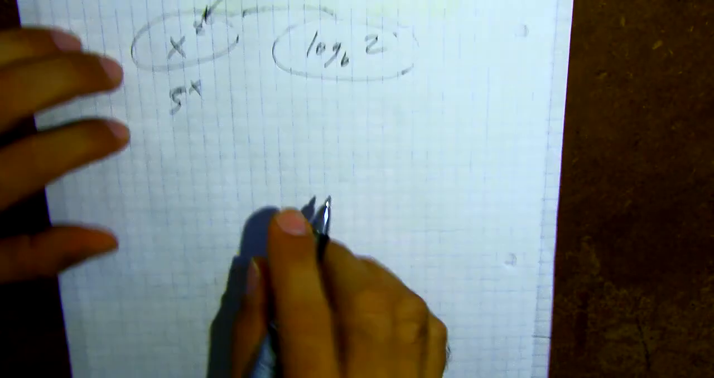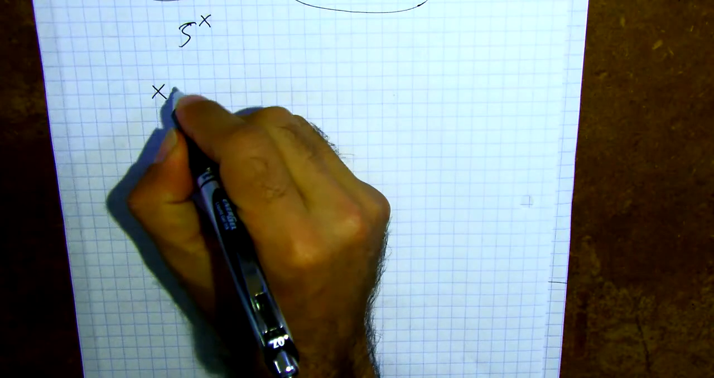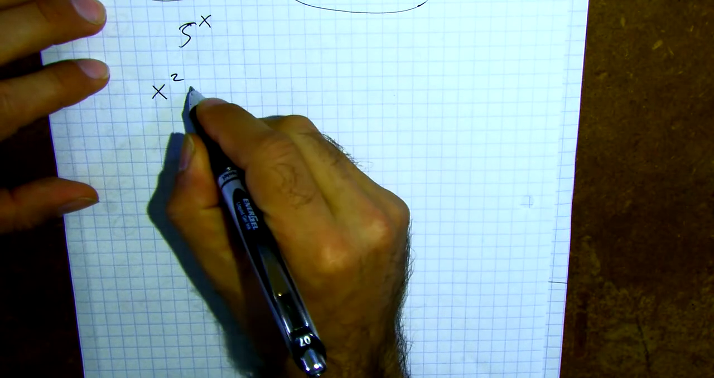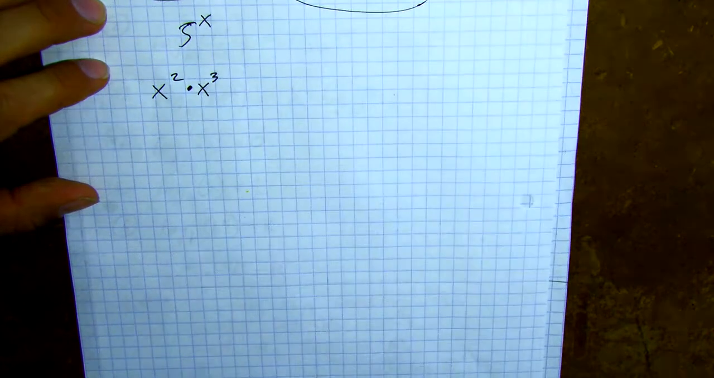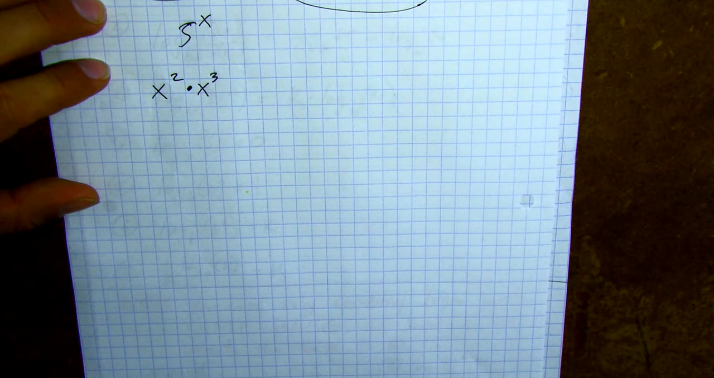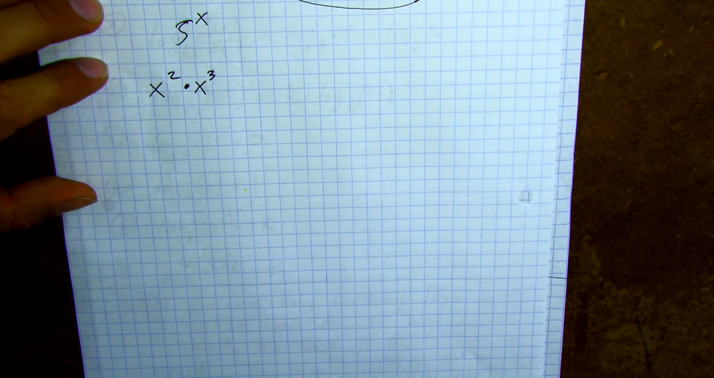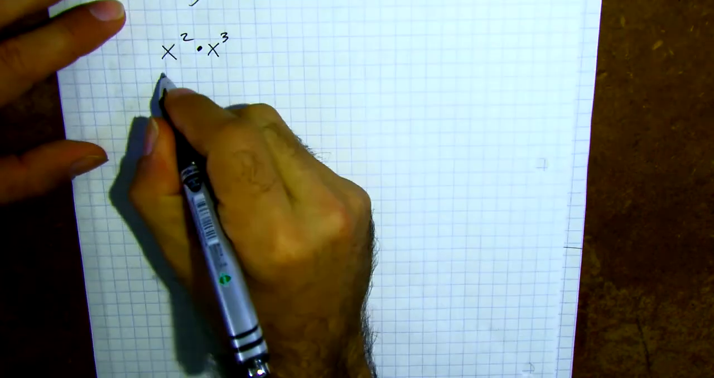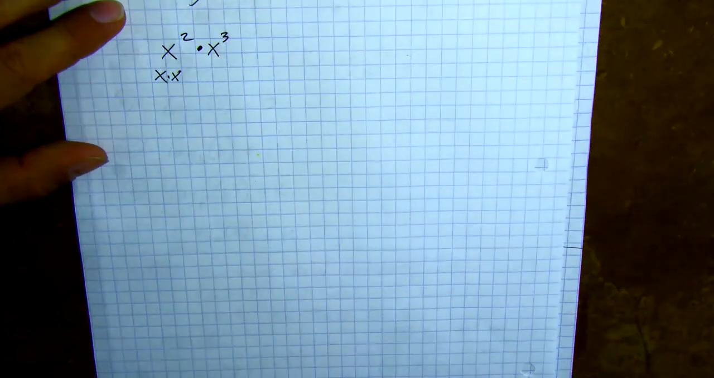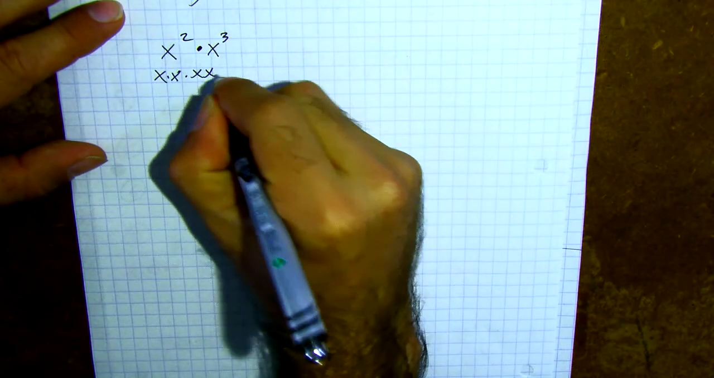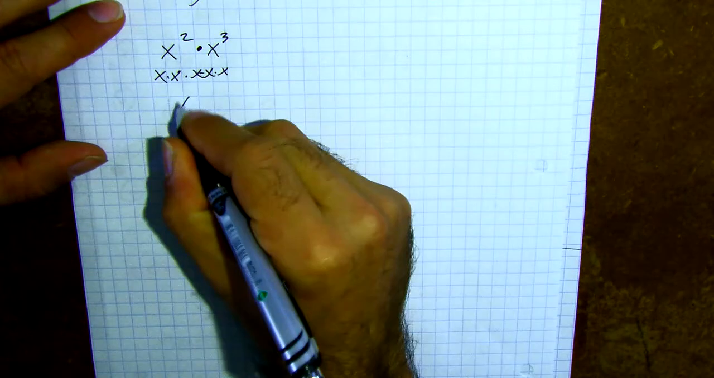Now, some of the exponent rules you might remember: when you have x squared times x to the third, what do you do with the exponents? Remember, if you're multiplying them, you add the exponents. In the same way, logs work the same way. This is how this rule works. x squared is x times x. x to the third is x times x times x. So altogether, we have x to the fifth.